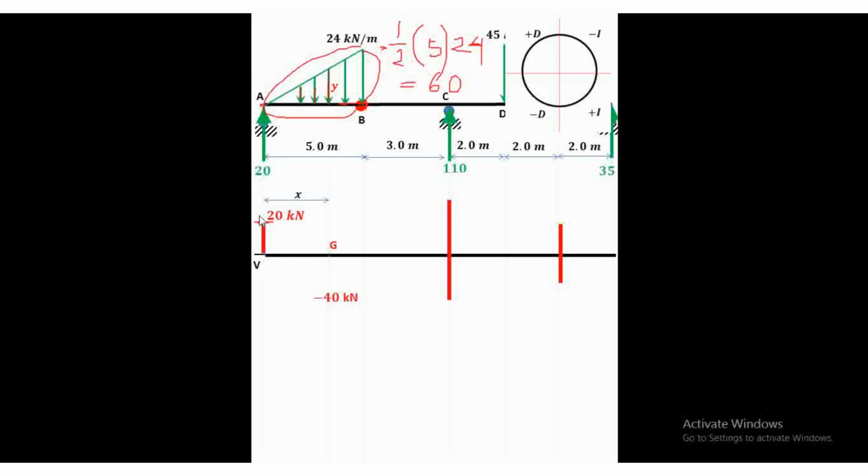Next, i-connect ko ngayon si 20 tsaka si 40. But since dito sa load diagram, this is a 1 degree curve, pag nagpunta ngayon dito kay shear diagram, magiging 2 degree curve. Kailangan ko na ngayon itong diagram ko na to.